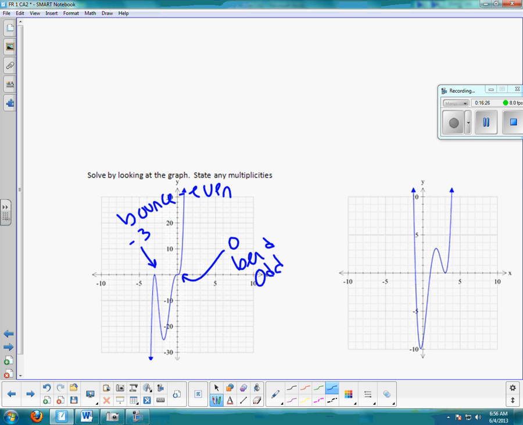If you go on and do the next one, it goes through the x-axis over here at -1. Now at -1, it just goes through. It doesn't do anything fancy, so therefore -1 is just an answer once. It comes back through the x-axis at 1. Once again, it just goes through, nothing fancy. Over here at 3, it bounces, which represents an even multiplicity, and that will actually happen 2 times. All right, on to the next one.